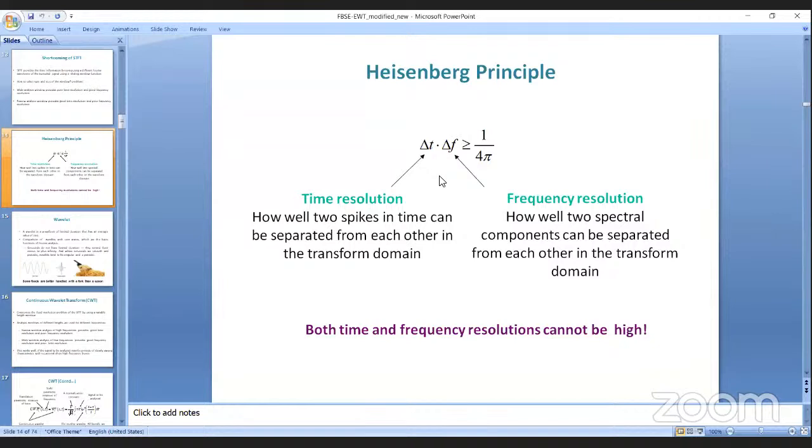In other words, the resolution in both domains is inversely proportional to duration and bandwidth. So indirectly, if you cannot make these two parameters, bandwidth and duration, arbitrarily small, then it also means that you cannot have both time and frequency resolution very high. These resolutions are associated with the Heisenberg uncertainty principle.